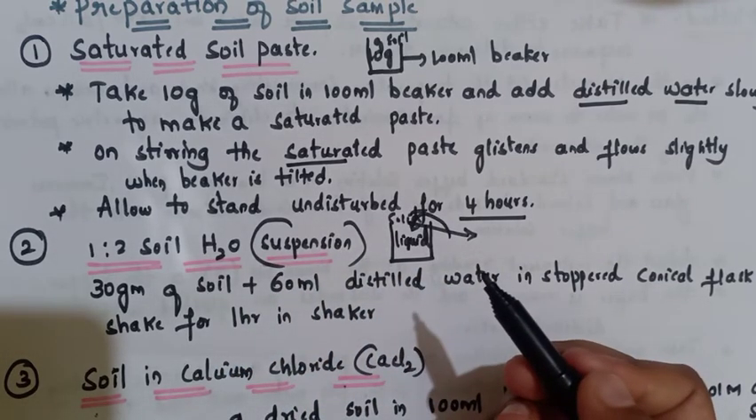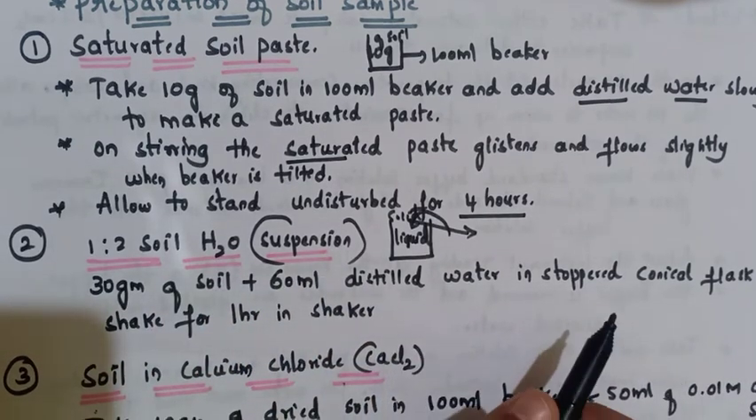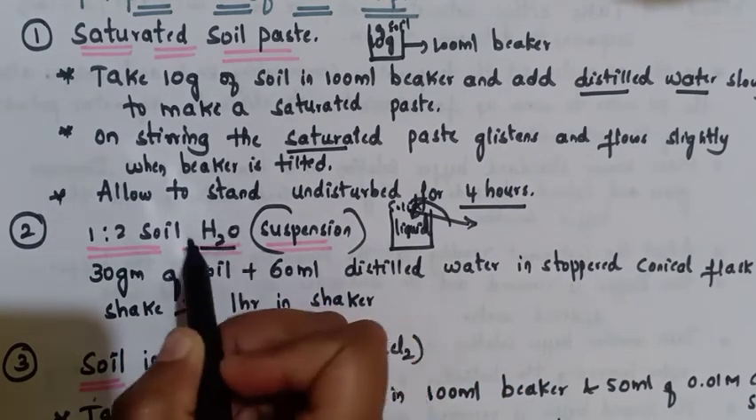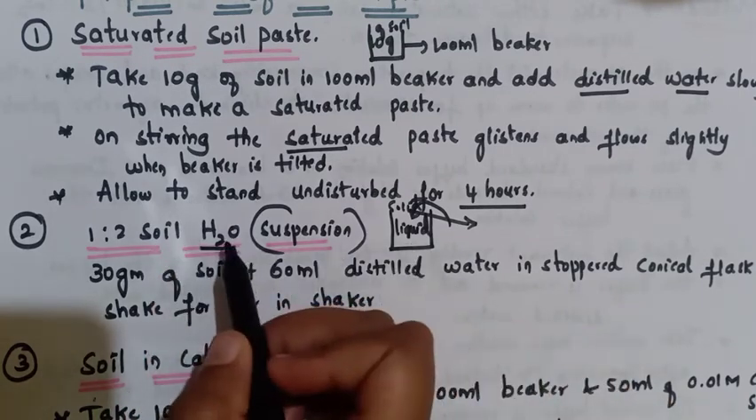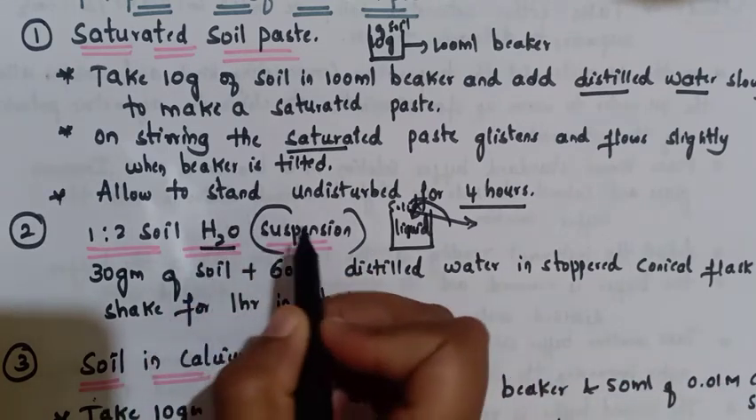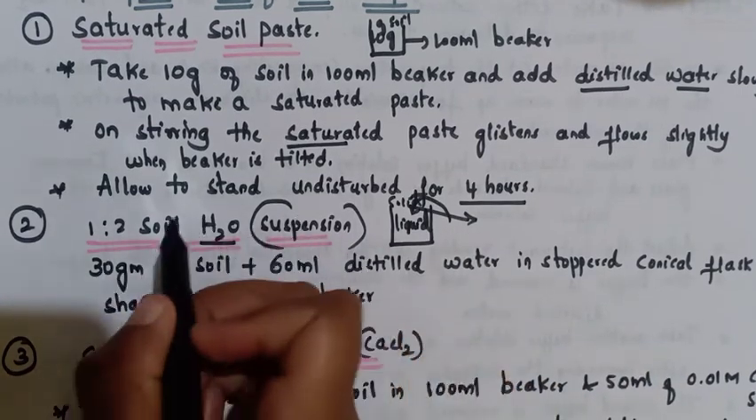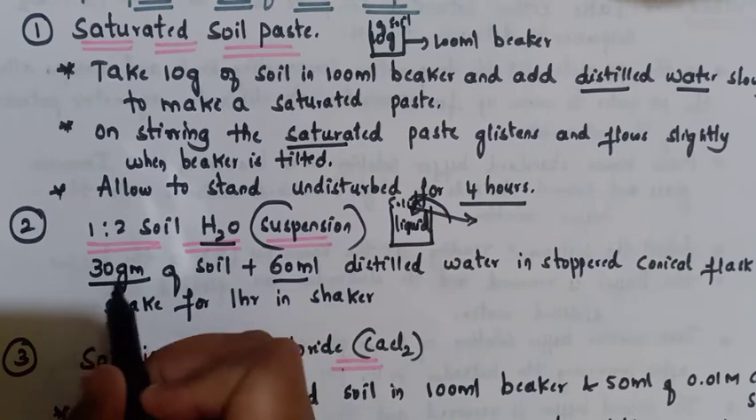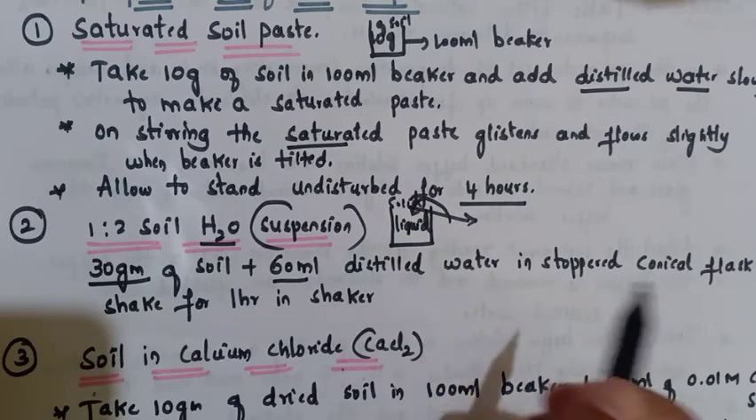Next, we have to prepare a 1:2 ratio of soil H2O suspension. Here in H2O we are adding the soil. H2O is the liquid and soil is the solid. So this soil will be distributed in the liquid, but it will not dissolve in the liquid, so it is an example of a suspension. We have to prepare it in a 1:2 ratio. So if we take 30 grams of soil, then we have to take 60 ml, that is twice of this. If we take 20 grams of soil, then we have to take 40 ml of distilled water, like this.